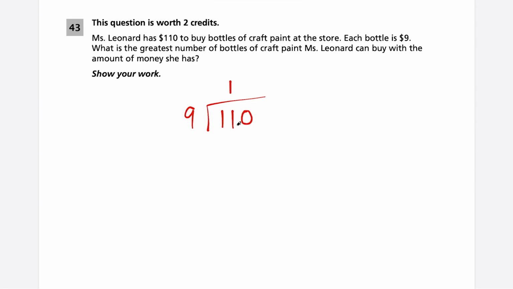And if I do 1 times 9, I get 9. So I subtract 9. I have a remainder of 2. And now I bring down the 0, and I say 9 goes into 20 twice. I could only get as close as 9 times 2, which is 18. And when I subtract, I have a remainder of 2. So we have a remainder of 2 here.